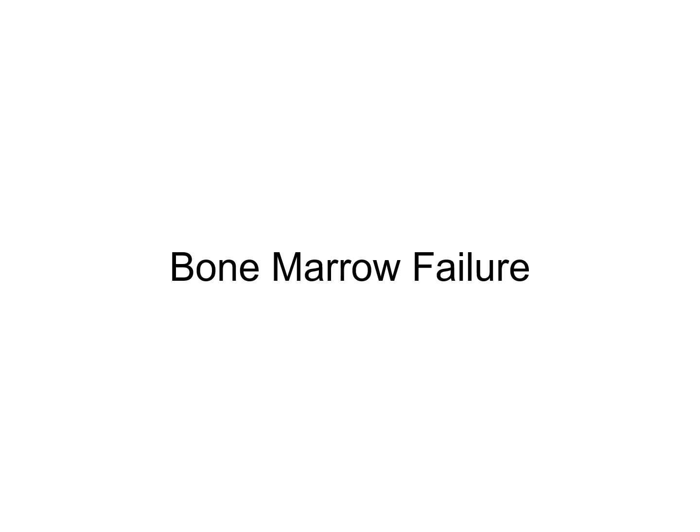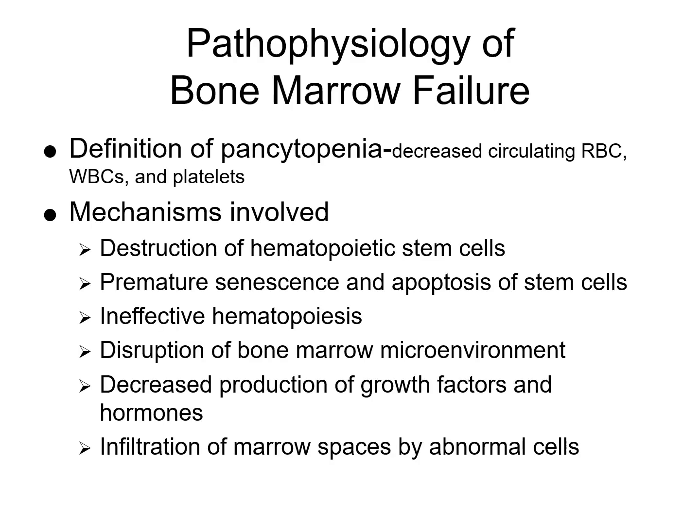Bone marrow failure. So we're going to look at the pathophysiology of bone marrow failure. The definition for pancytopenia, at least, is that it means decreased circulating red blood cells, white blood cells, and platelets, really the whole line of cells. Mechanisms involved are destruction of hematopoietic stem cells, premature senescence and apoptosis of stem cells, ineffective hematopoiesis, disruption of the bone marrow microenvironment, decreased production of growth factors and hormones, and infiltration of marrow spaces by abnormal cells.